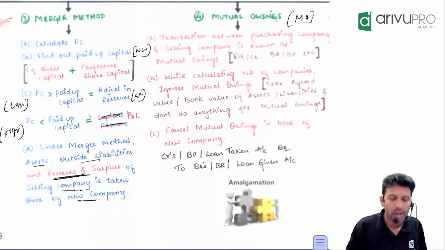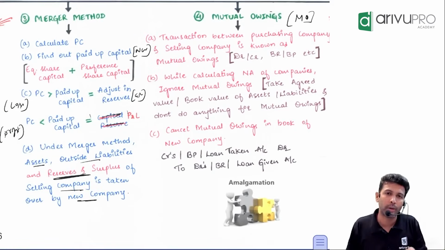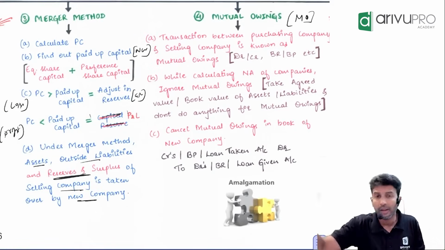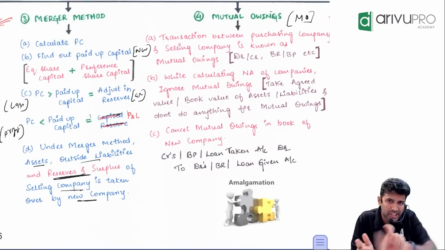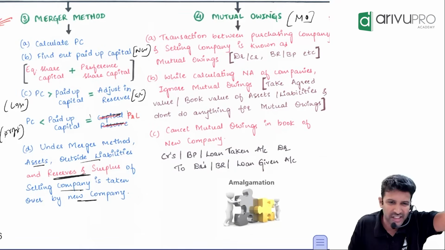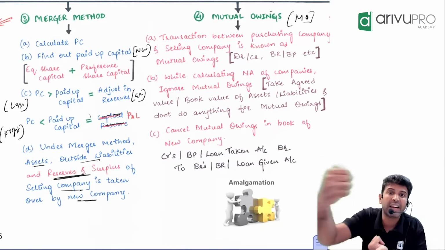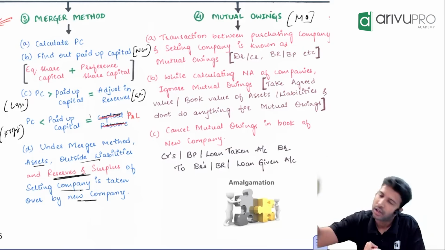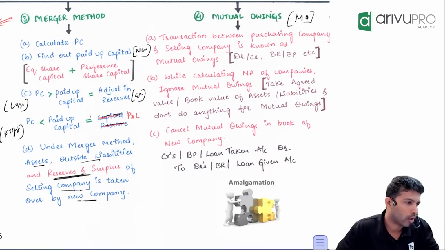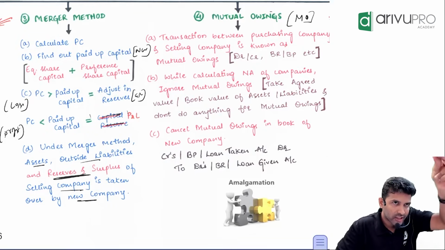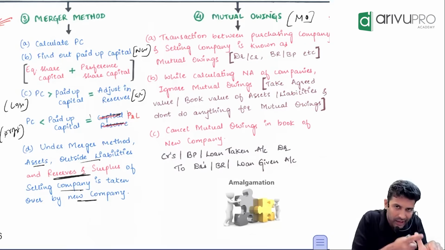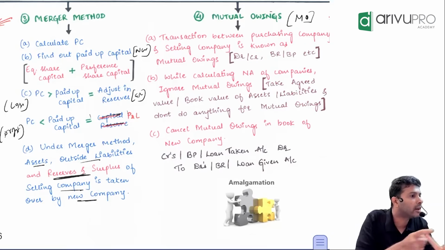Perfect. Next, merger method. In merger method, what do we do? First step is PC. Is merger method really a business purchase or shuffling? It's just a reshuffling. In reshuffling, we don't need market value. Everything will happen at book value. One primary distinction is that in purchase method, only assets and liabilities will be taken over.